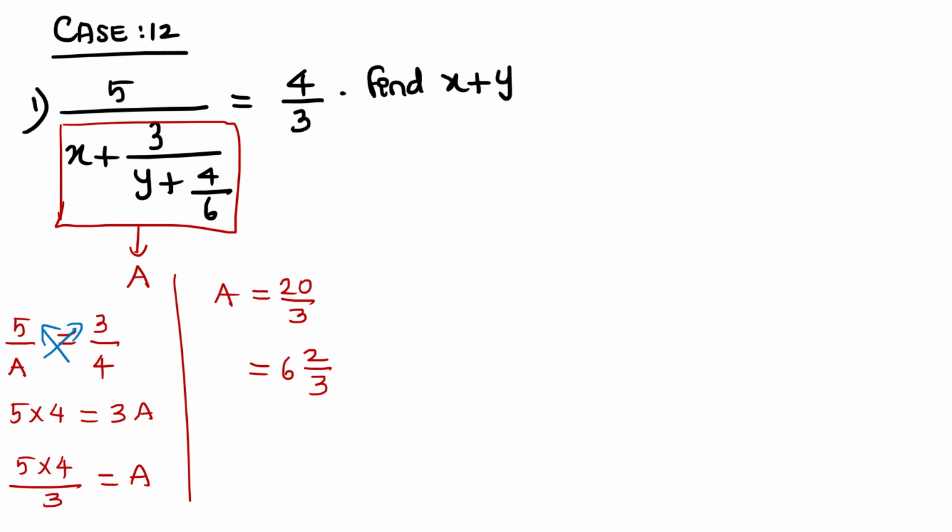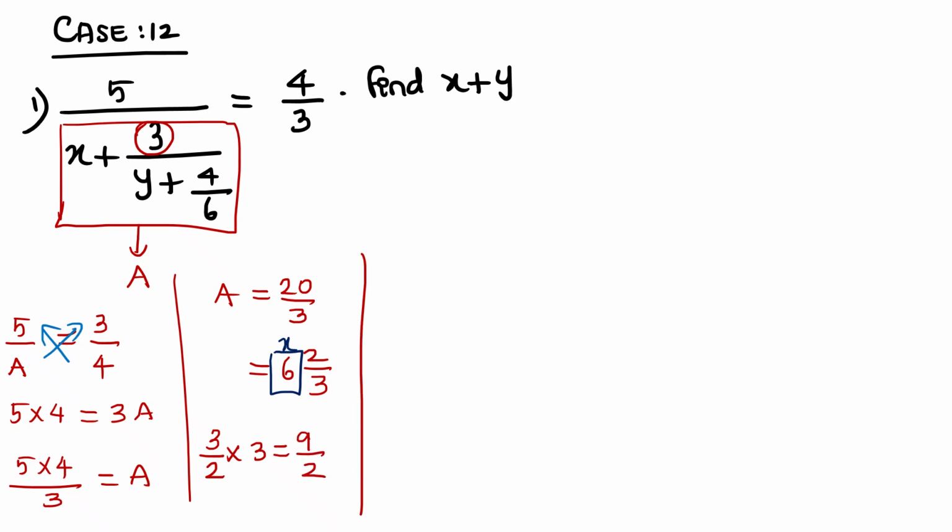The 6 is the x value over here. That's very important. This is your x value. Then next, this 2 by 3 you're going to reciprocate, so you'll get 3 by 2. Then here you have a 3, and that 3 is to be multiplied here, so I'll get 9 by 2.